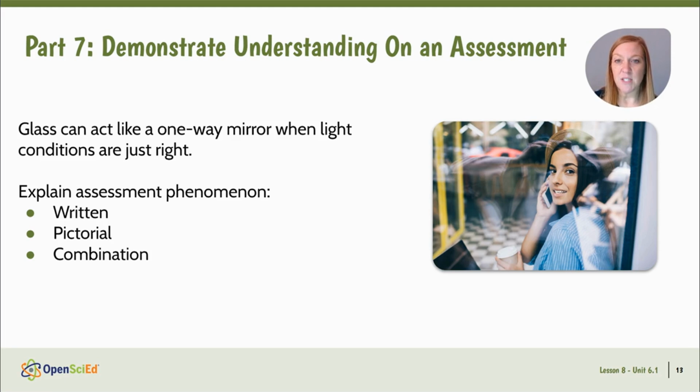On day 2, students will use their learning from the investigation with the glass between the boxes in our box model to explain on an assessment how glass can act like a one-way mirror when light conditions are just right. Students are going to have the opportunity to explain this phenomenon. It's chunked throughout the assessment, but they can answer in a written format or in a pictorial representation, or they can use a combination of both to explain why the glass is acting like a one-way mirror.